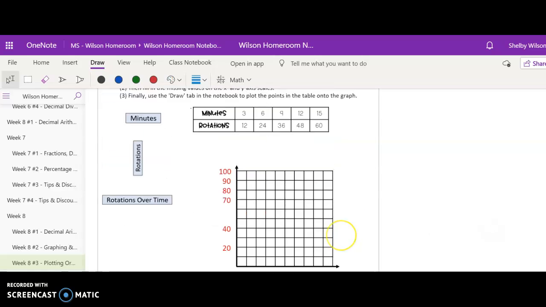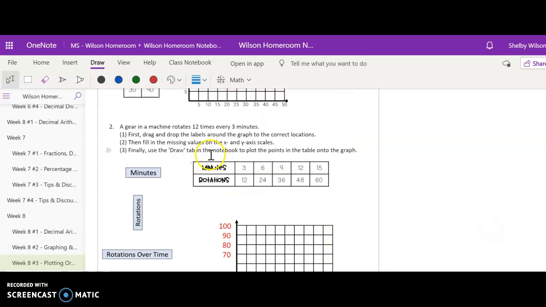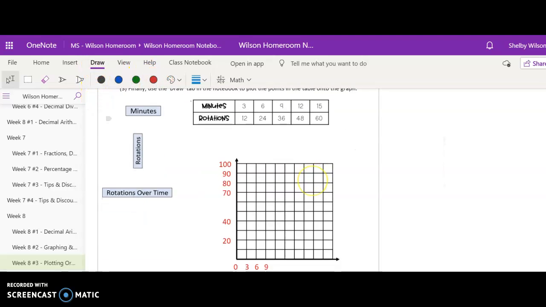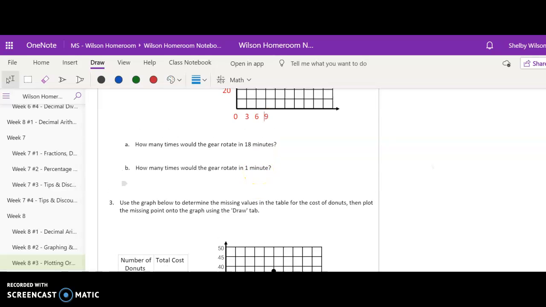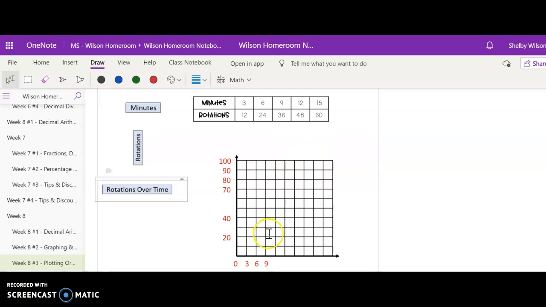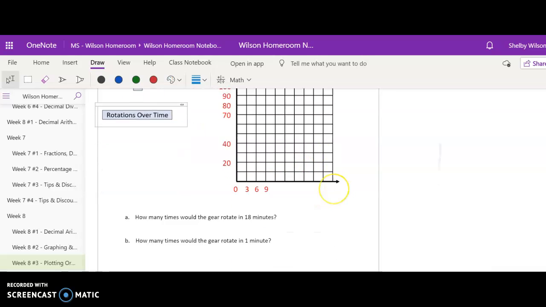Once you're done with that, then the last thing you need to do is again use the Draw tab up here to plot the points in this table onto the graph. So for example, I have 3 minutes and 12 rotations. So once you figure out which axis is your minutes and which one is your rotations, then you can plot those points accordingly. Then once you're done with that, there's a couple of follow-up questions. How many times would the gear rotate in 18 minutes? How many times would the gear rotate in 1 minute? Use the information that you have from your graph and your table to help you figure out what those answers would be.